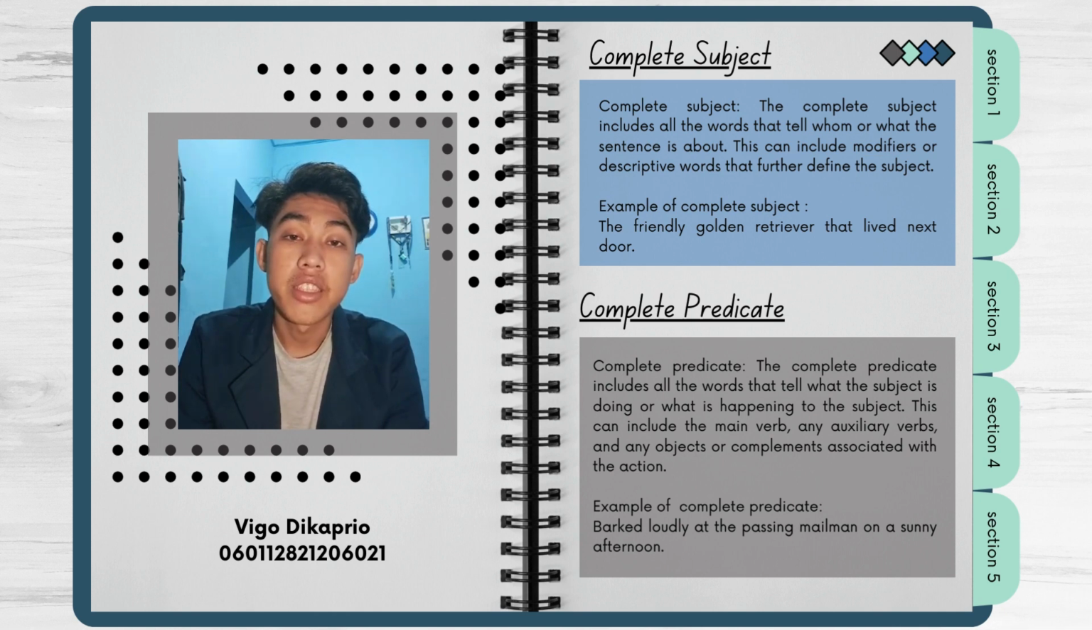Okay, next the complete predicate. The complete predicate includes all the words that tell what the subject is doing or what is happening to the subject. This can include the main verb, any auxiliary verbs, and any objects or complements associated with the action. For example, complete predicate: barked loudly at the fishing mailman on a sunny afternoon.